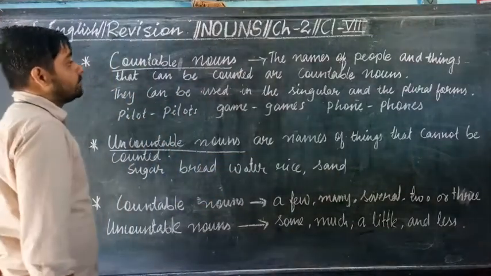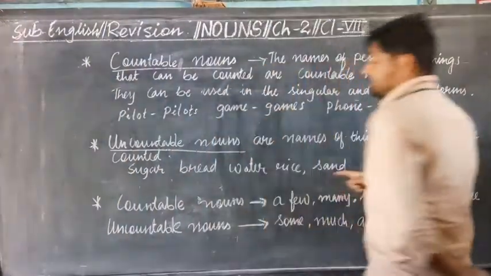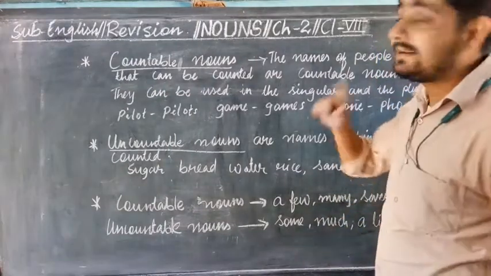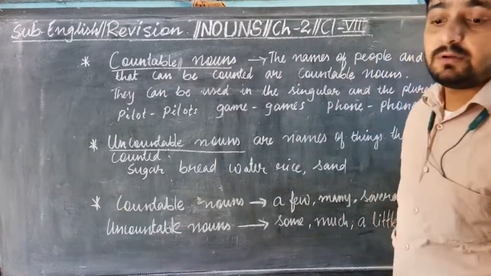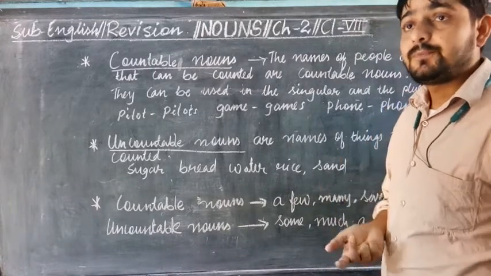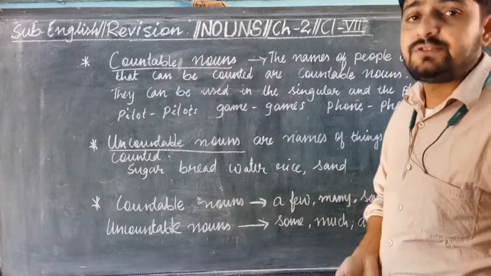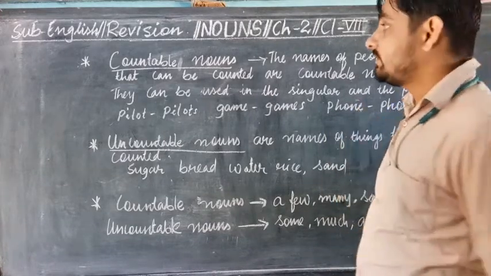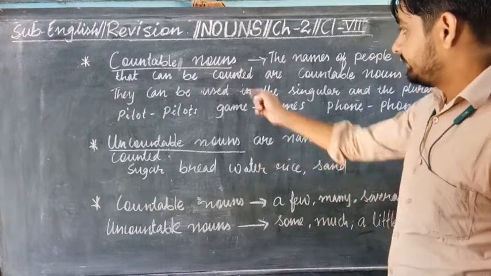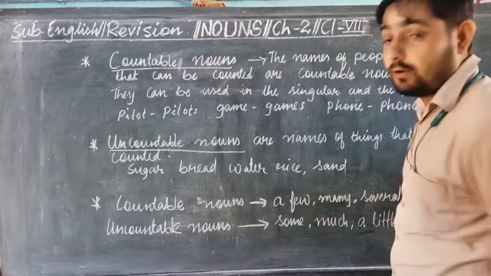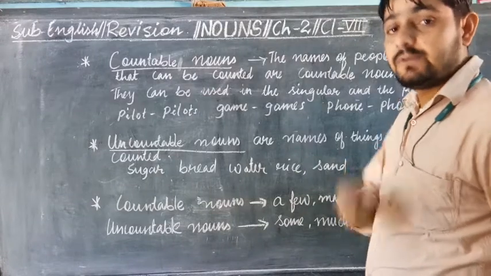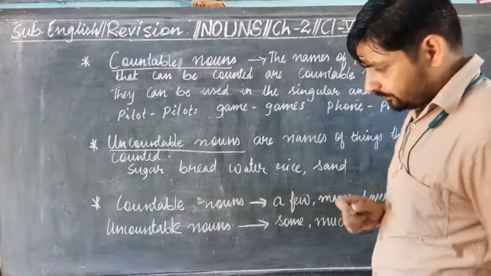So what are countable nouns? The names of people or things or animals that can be counted are called countable nouns. For example, they can be used in the singular and the plural forms. In countable nouns we can use the form of singular and plural.